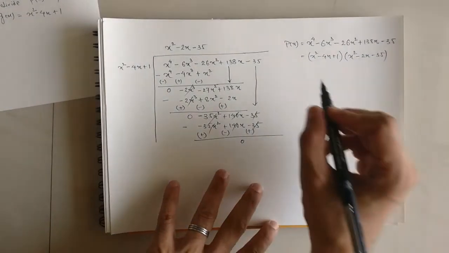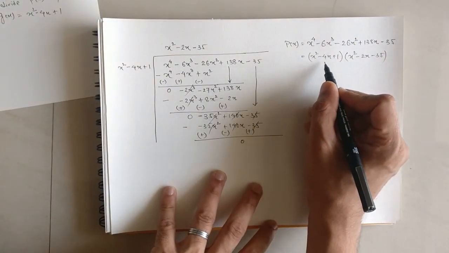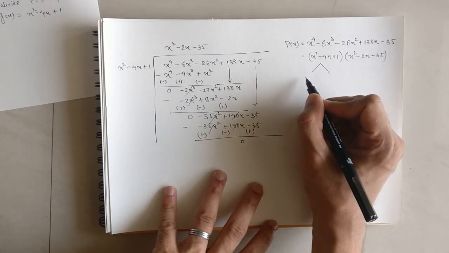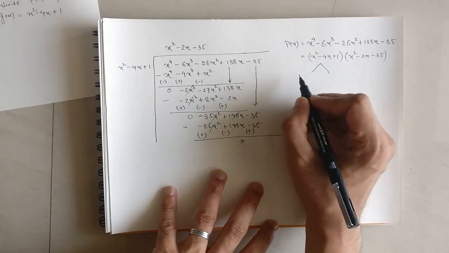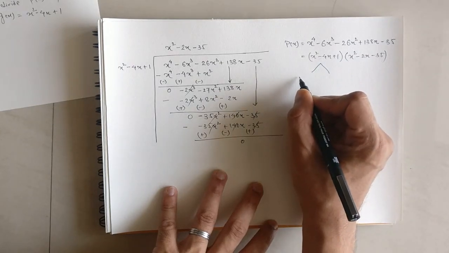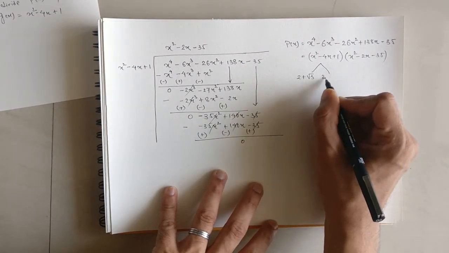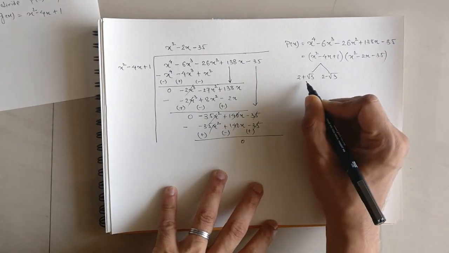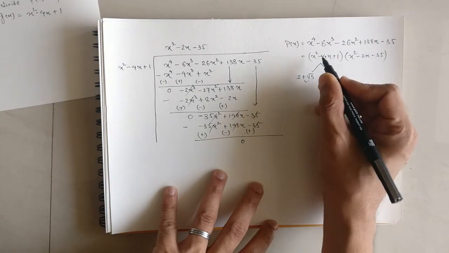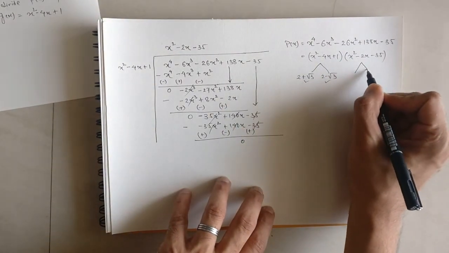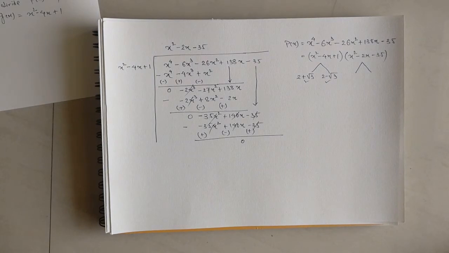Right? Now from the two zeros you had got the divisor. Which were those two zeros? 2 plus root 3 and 2 minus root 3. From 2 plus root 3 and 2 minus root 3 you got this divisor. Now from the quotient you will get two more zeros. So how to find that?